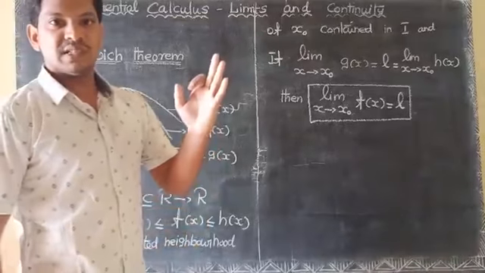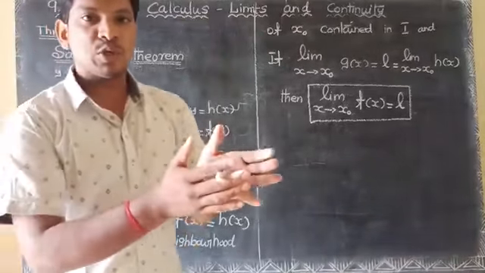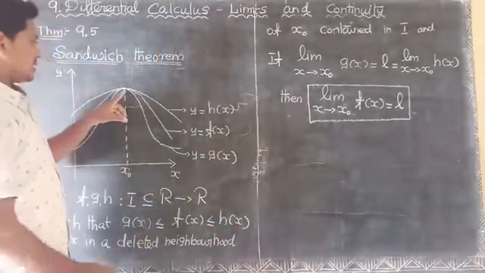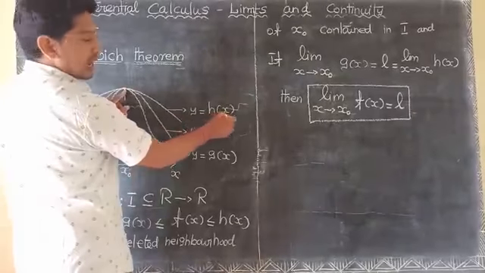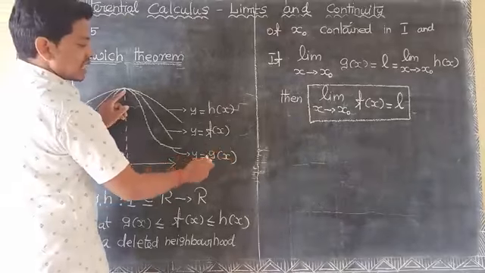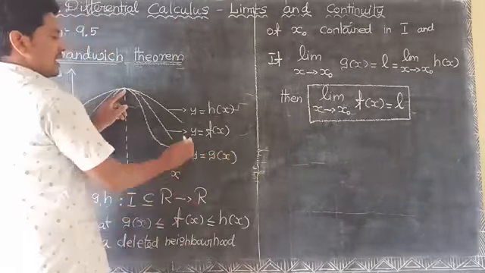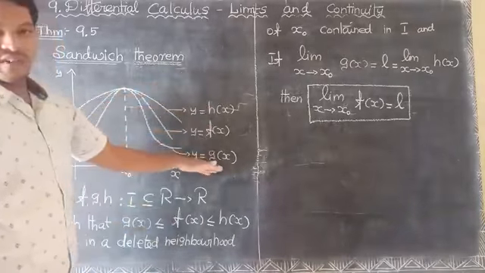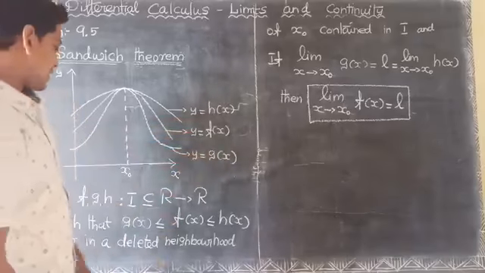Consider three functions, limit x approaches x naught. This is the curve y equal to h of x, that is one function. y equal to g of x is another function. y equal to f of x lies between h of x and g of x.